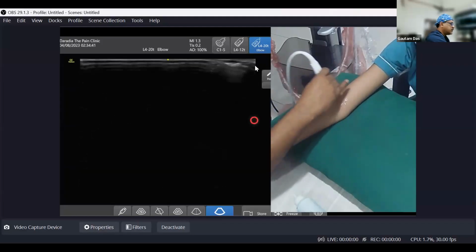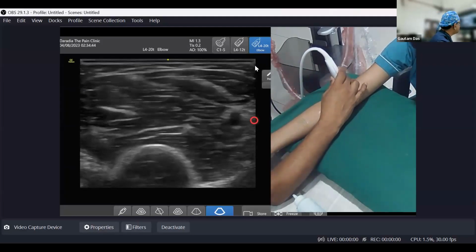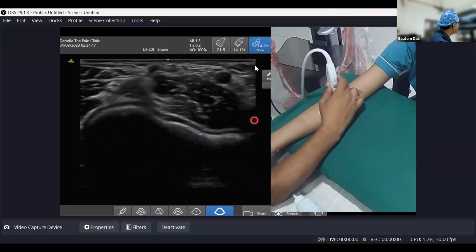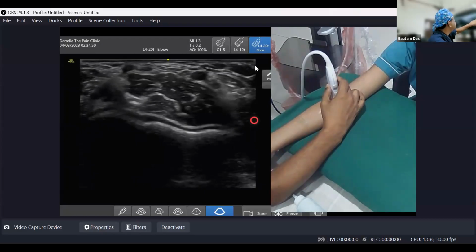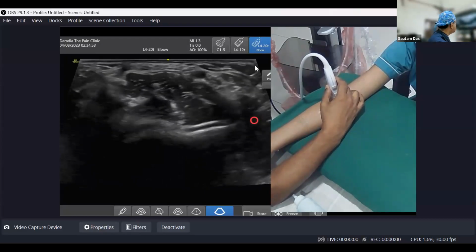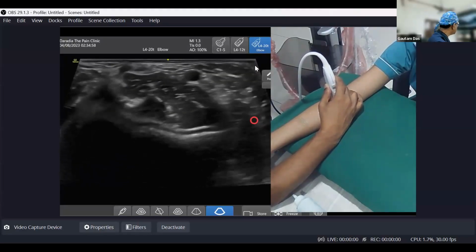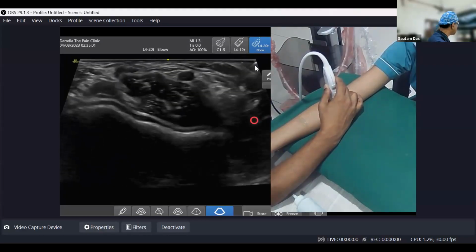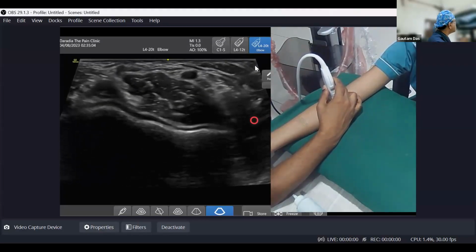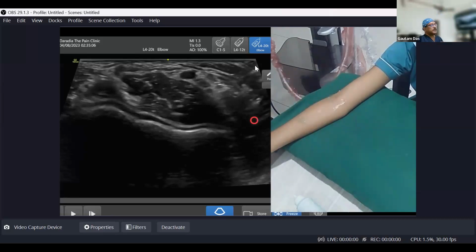Now another very important structure here in the anterior elbow is the distal end of the biceps. Some people say it is very difficult to see, but if you follow some rules, it is not at all difficult. If you remember our first class, to see a structure nicely in ultrasound, the ultrasound beam should be reflecting back to our probe, to our transducer. Then we will be able to see the structure as a hyperechoic structure.